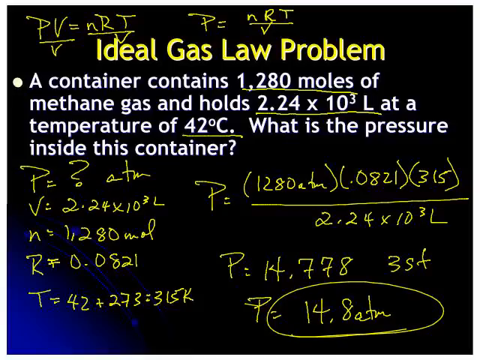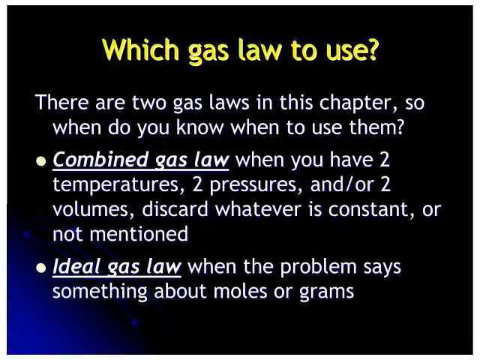So one last thing here, now you've got two formulas, so how do you know when to use which? Okay, when you've got two formulas, what you want to do is read the problem closely. When it talks about two pressures, two volumes, or two temperatures, you're going to be using the combined gas law. If the problem talks about moles or grams, that points to the ideal gas law, especially if it talks about R. If it gives you an R value, then you know you're going to be doing PV equals nRT.